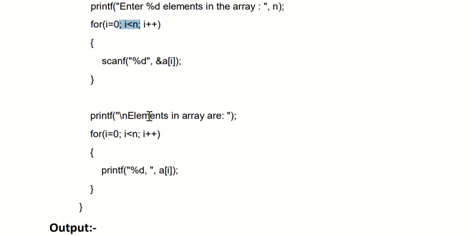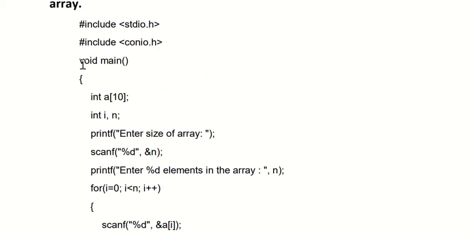Here printf: elements in the array are. We are just printing that statement using the printf command as it is. Then i equal to 0, again the same condition, i less than n, i plus plus, open the bracket, and now instead of scanf it's time to print. We are using printf %d and then a of i, which means first it will print the a of 0 value, then a of 1, then a of 2, a of 3, and a of 4, and then closing of this for loop, and this indicates the closing of your void main function bracket.